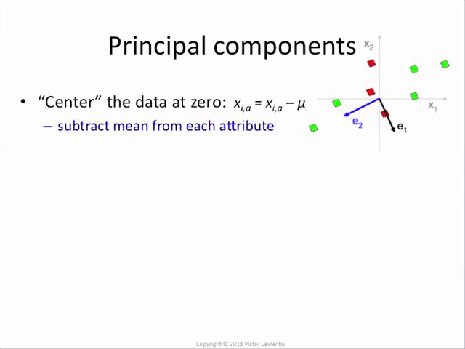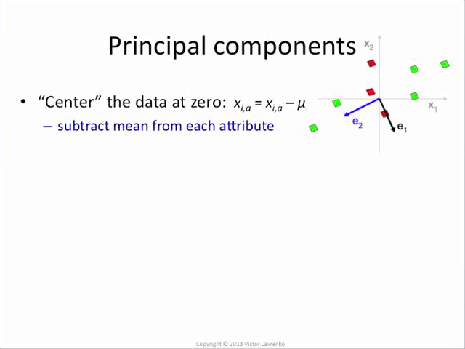Now, let's talk about how you actually get principal components. You start with a data set. Again, these are my data points. Ignore the colors, ignore the vectors for now. They're two-dimensional, two attributes, x1 and x2. The first thing I'm going to do is center the data.